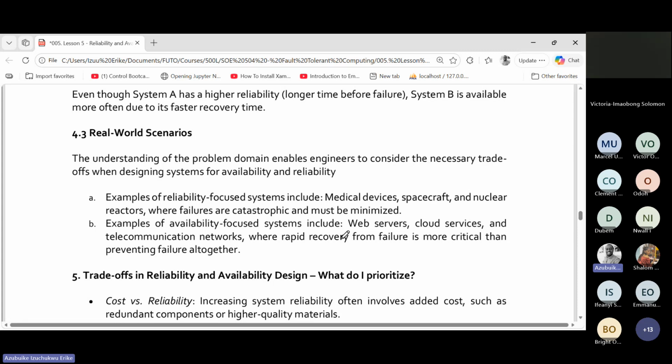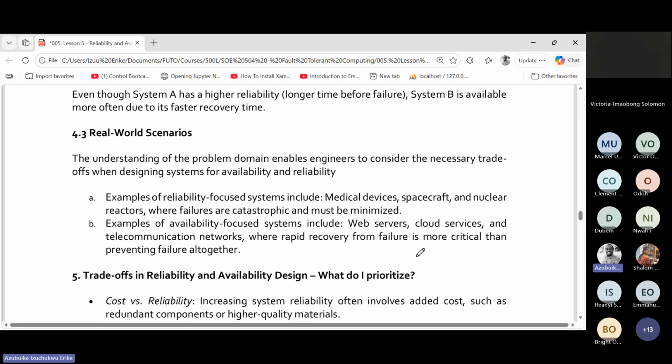Now, you know that if this system fails, that failure can be catastrophic. So you see that it is not something to toil with. All right. Now, examples of availability-focused systems include web servers. You are developing a system for a banking service, and for 2 hours you are telling customers in the queue that the service is not going. Cloud services and telecommunication networks, where rapid recovery from failure is more critical than preventing the failure altogether.